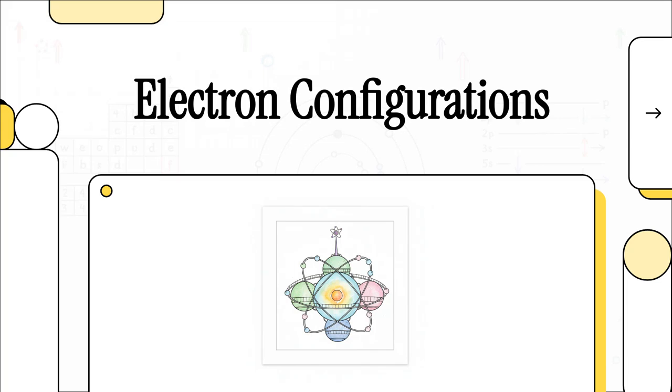Hello and welcome. Have you ever wondered how chemistry really works? Like on the most basic level? Well, it all boils down to electrons. Today, we're going to learn how to write the address for every single electron in an atom, and all it takes is three simple, super powerful rules. All right, let's jump right in.